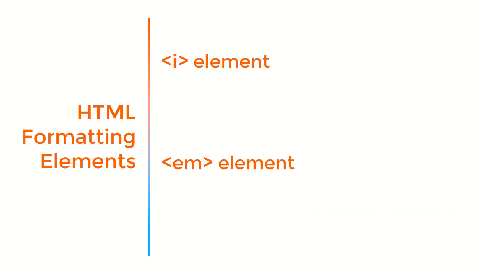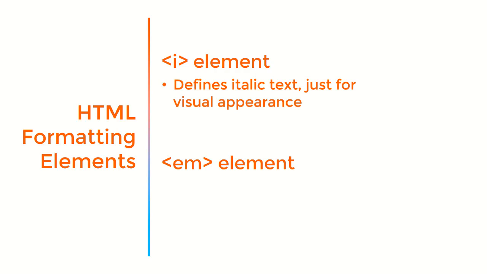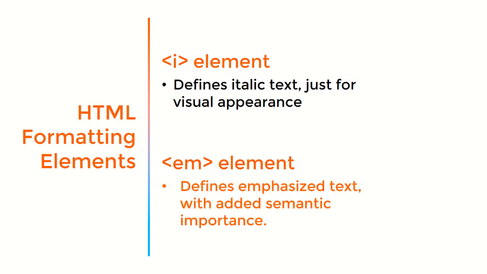Both the I and EM tags define italic text, but the I tag is only responsible for visual appearance of the enclosed text without any extra importance. The EM tag defines emphasized text with added semantic importance.